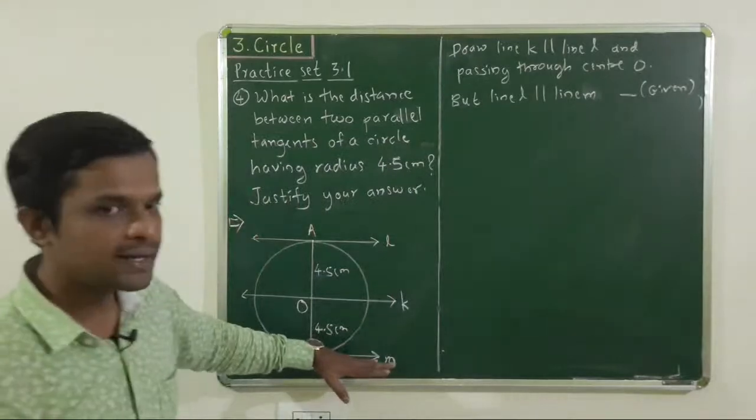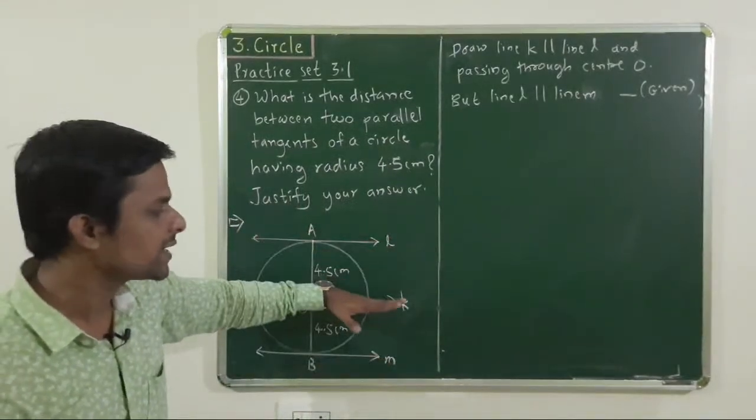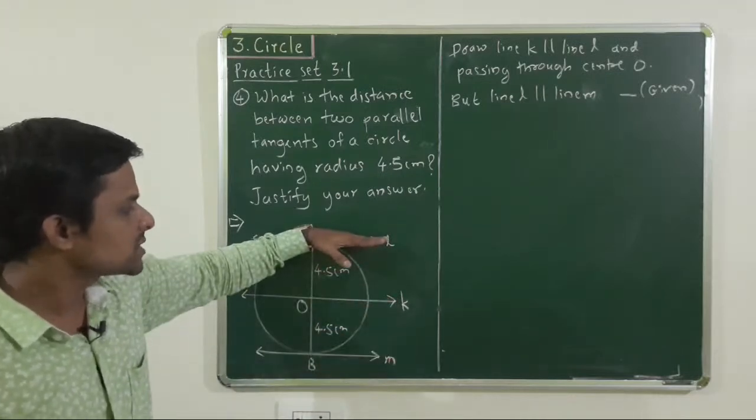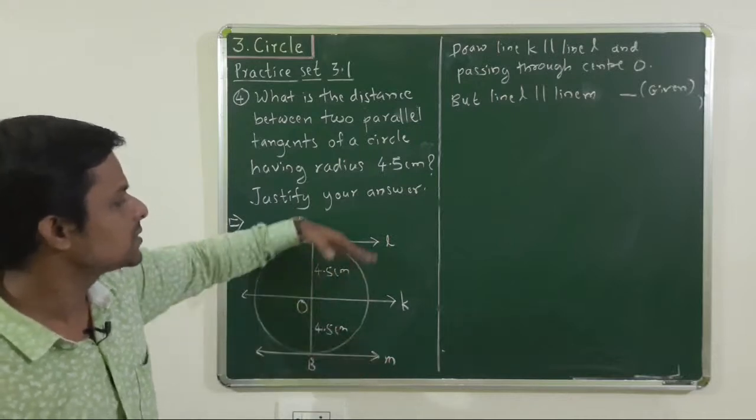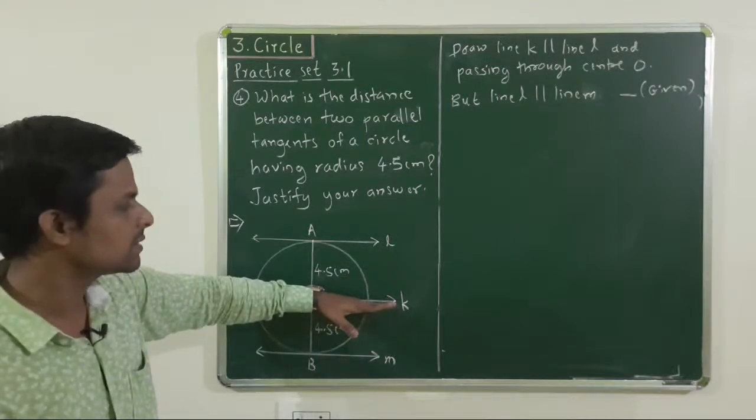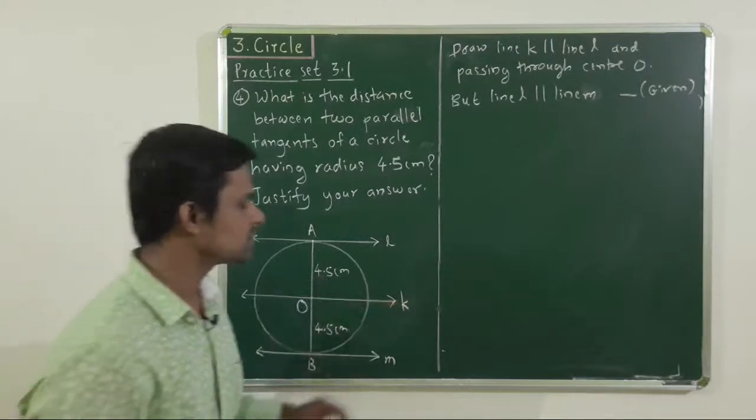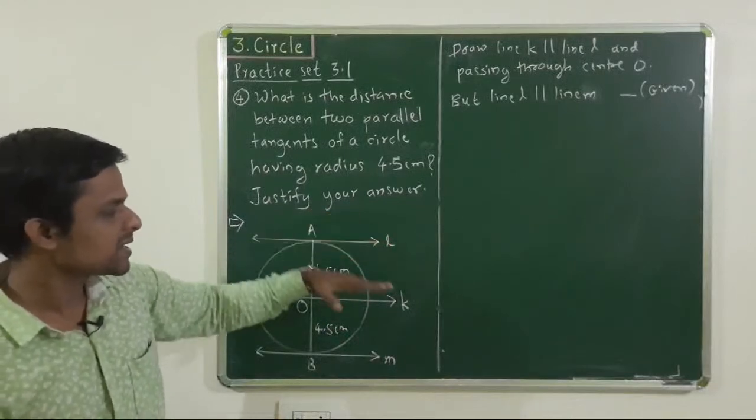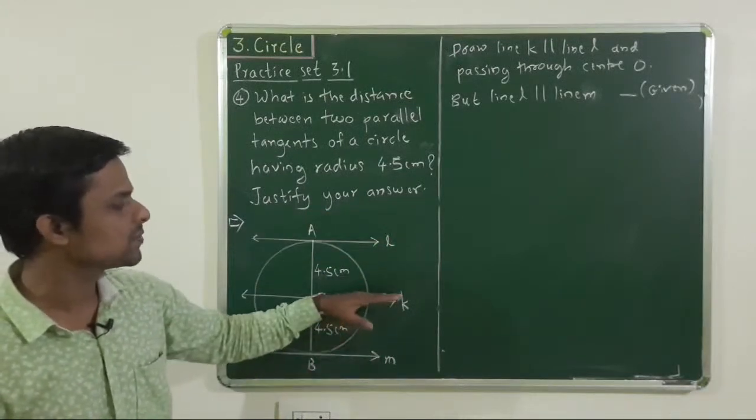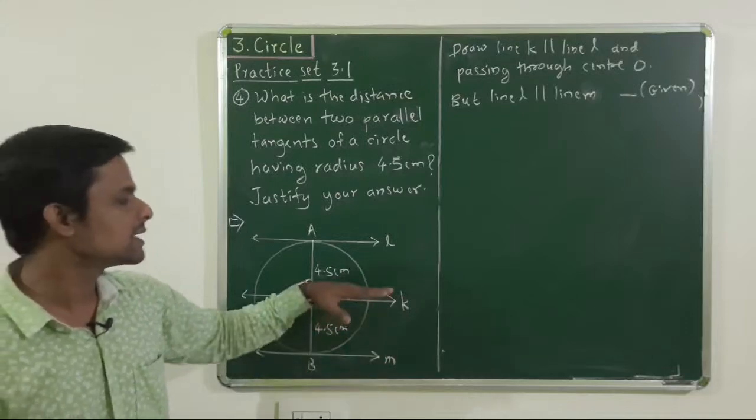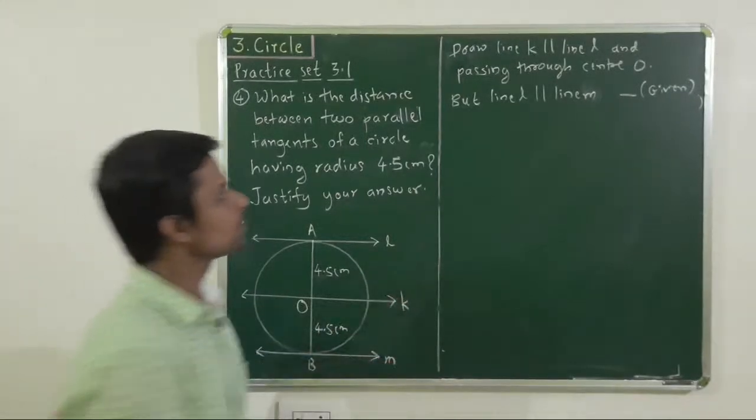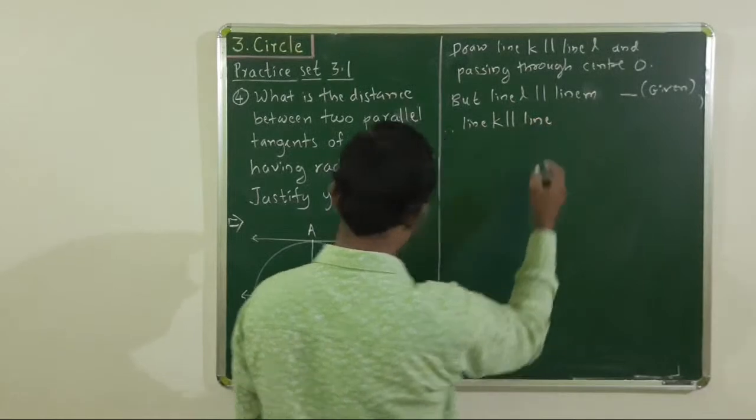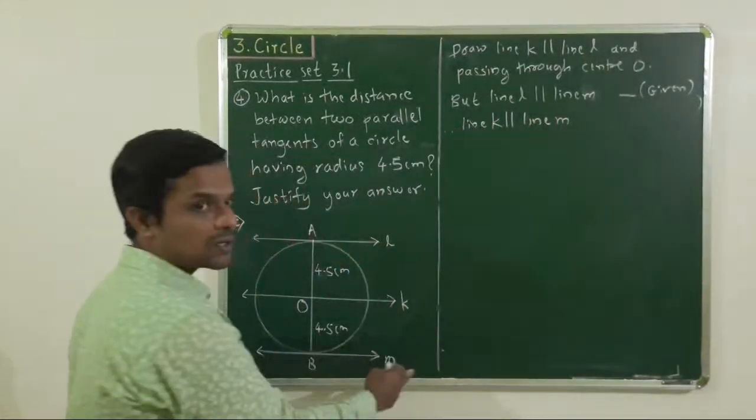Line L is parallel to line M, which is given, and line L is parallel to line K according to our construction. Therefore, what is the relation between K and M? First line is parallel to second, second is parallel to third. Therefore, first and third are parallel with each other. Listen again. First line is parallel to second, which is given. Second line is parallel to third according to construction. Hence, first and third are parallel with each other. Hence line K is parallel to line M.